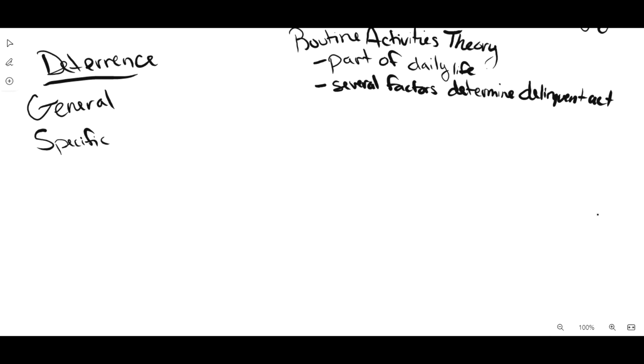There is a difference. General deterrence is the basic understanding that punishment prevents crime. This idea that the threat of punishment or punishment itself will deter an individual from committing said crime.